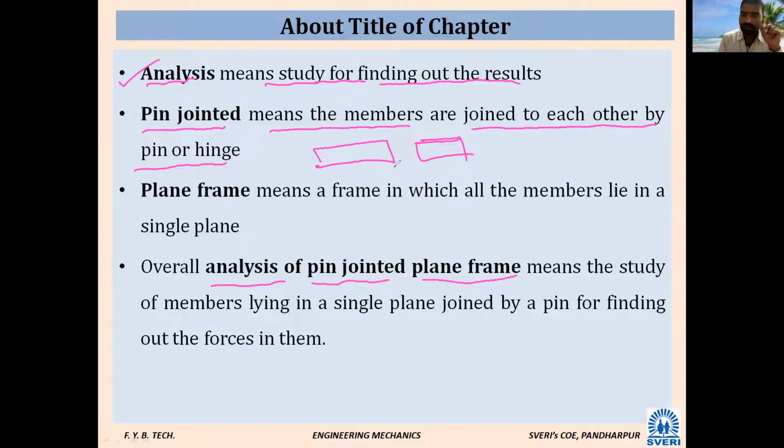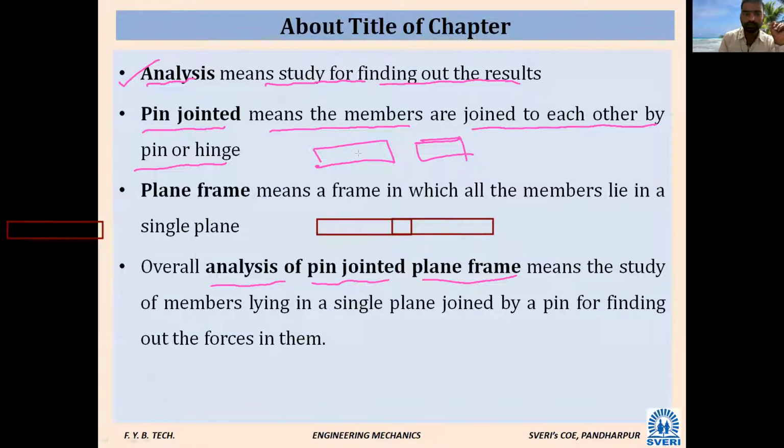Okay, so there are two methods. One is by method of bolt, by method of rivet. If you use a single bolt or single rivet, then that will become pin. So in the diagram it will show like this. Consider this is one member, and this is another member. I have to join these two with the help of a single rivet or single joint. So this is nothing but pinned.